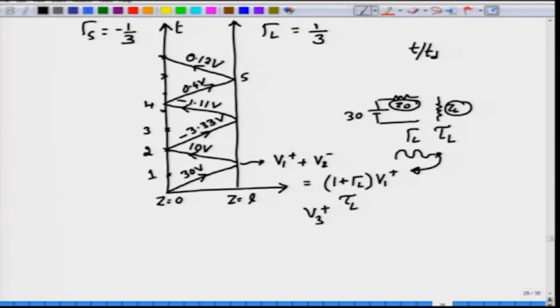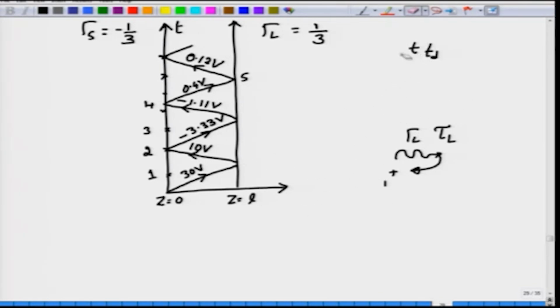Okay. So, we will stop at this point, because clearly after this the values are going to be quite small, and now we get on to the second business in this lattice diagram, and that second business is to actually plot the voltages at different points on the transmission line. Okay.